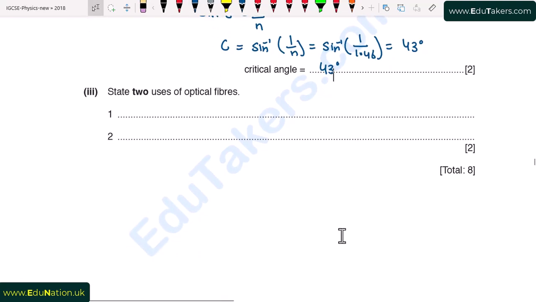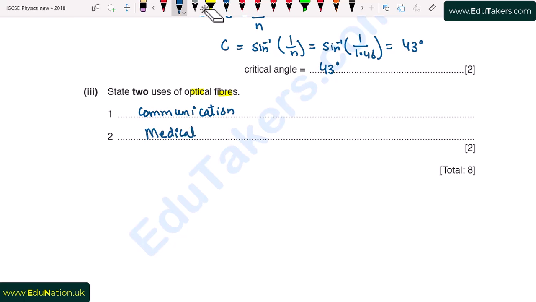Part 3. State two uses of the optical fiber. Here we have to describe two uses of optical fiber. So optical fiber is used in communication as well as in medical diagnosis. I write here: communication. Optical fiber is used in medical diagnosis.